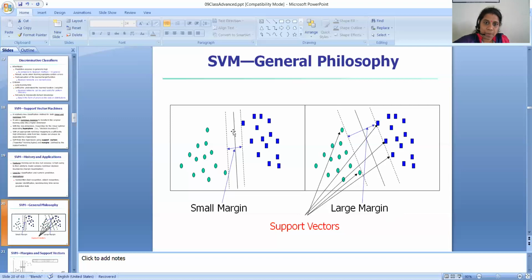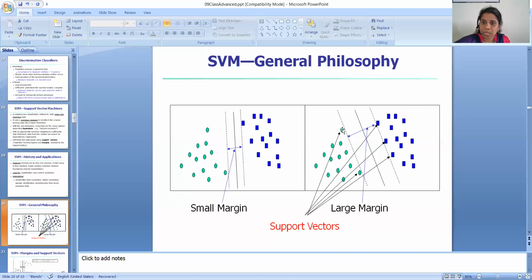So for this hyperplane, this is the margin. For this hyperplane, this is the margin. You can see this one is giving a large margin. So our aim is to find a hyperplane which is giving a large margin. For this, the support vectors are helping us to find this large margin.